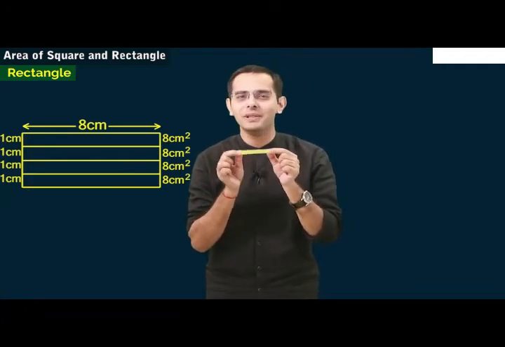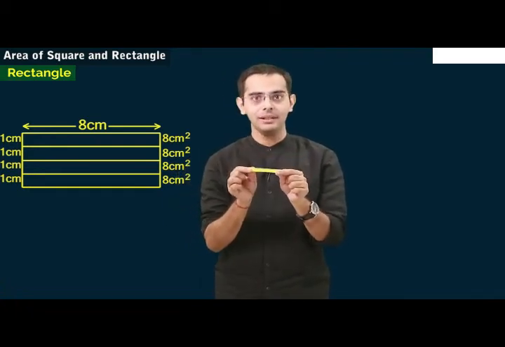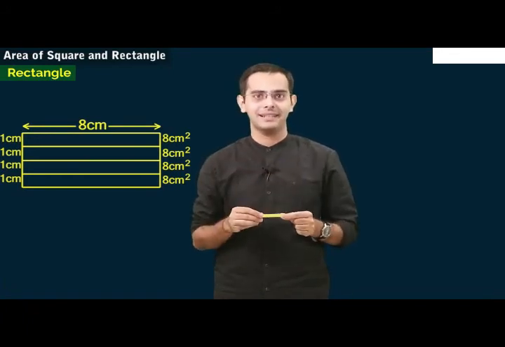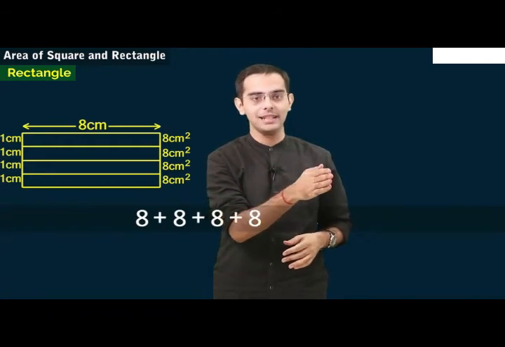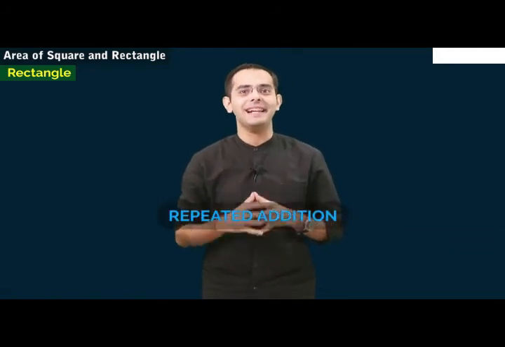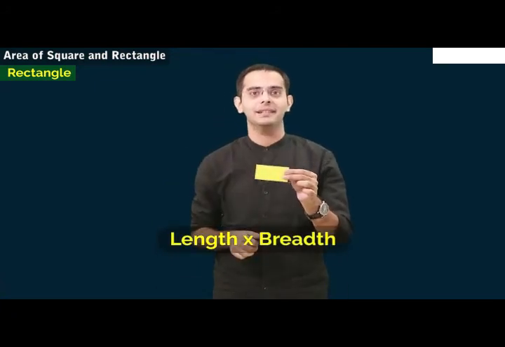So what are we actually doing here? Yes, so we are covering the area of this paper by adding 8 centimeters 4 times. So this comes out to be 8 plus 8 plus 8 plus 8, which is equal to 32 centimeters squared. So even here also we are doing repeated addition, or in other words, what we can say is that we are doing length times the breadth.